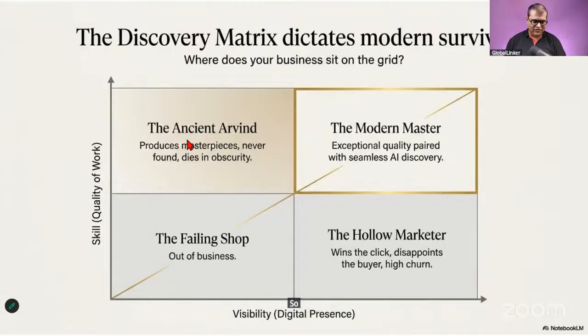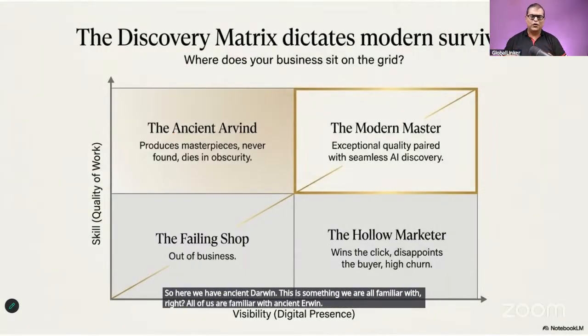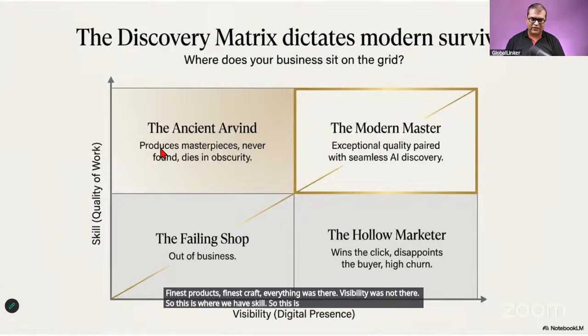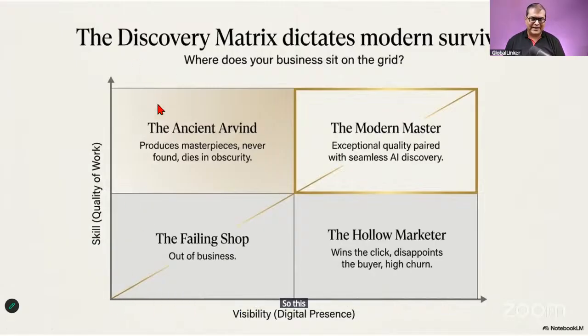So here we have ancient Arvind. This is something we are all familiar with, right? All of us are familiar with ancient Arvind. He was very good at his craft, finest products, finest craft, everything was there. Visibility was not there. So this is where we have skill, low to high. He was extremely skilled, right? But here we have visibility. His visibility was low. So this is where he is sitting, extremely skilled, but low visibility.